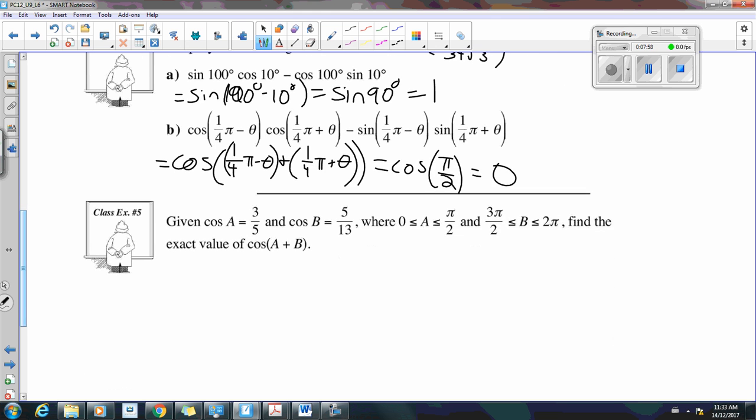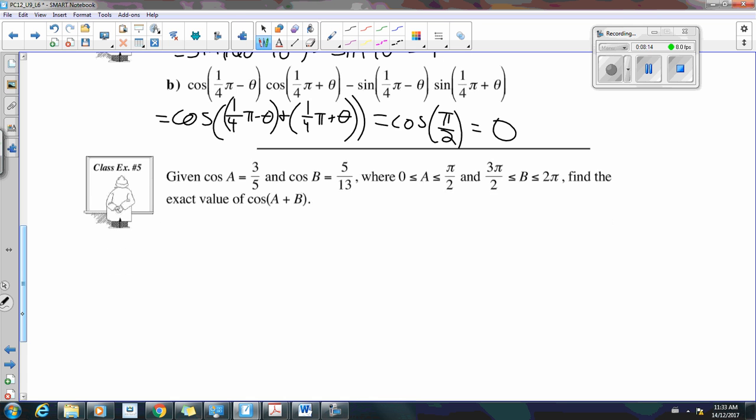Last example, cos A is 3/5, cos B is 5/13, where A is between 0 and pi over 2, and B is between 3 pi over 2 and 2 pi. Find the exact value of cos A plus B. So the first thing we can do here is we want to find cos A plus B. So we're going to draw both of these angles on here first. It says angle A is between 0 and pi over 2, so it must be in quadrant 1. And the cosine was 3 over 5, so that means the adjacent side over the hypotenuse is 3 over 5.